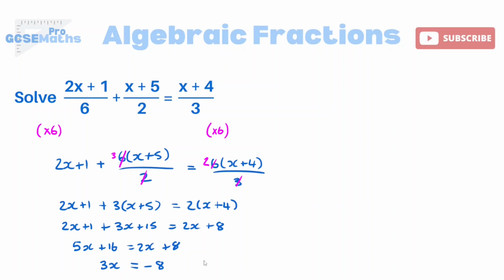And finally, bring it over here. We obviously then divide by 3, don't we? So we get x equals minus 8 over 3. Okay, just leave it as a fraction because that's a recurring decimal and I don't really want to work it out. So I'm going to leave it as a fraction, that's absolutely fine.